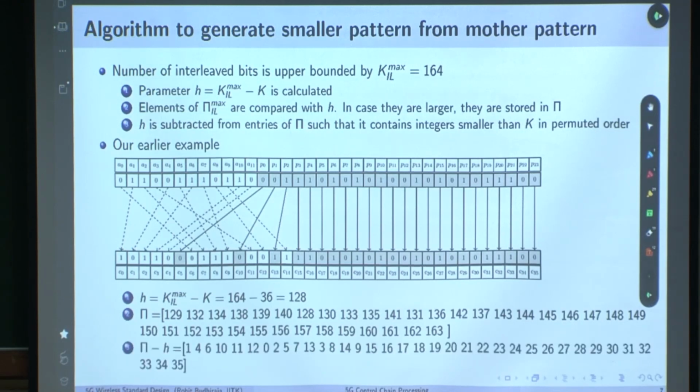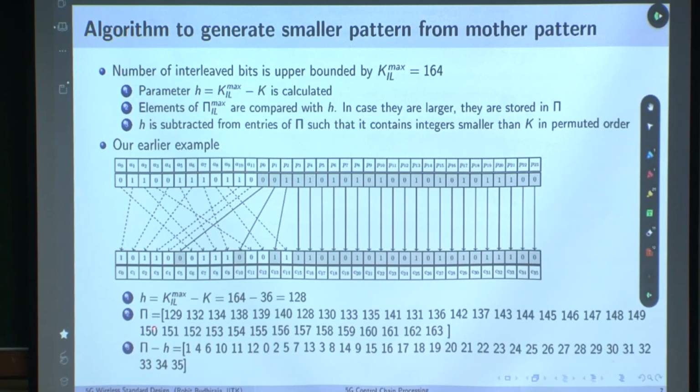What do you get over here? Interleave sequence. Look at all these entries. What are they running from? They are running from 0 to 35. This is the recipe. Fine. Okay. Take time to digest it. The first step is giving you a number. The second step will give you all those numbers which are greater than 128. Correct? Because that's what you are doing. In case they are larger, they are stored in pi, because you need those 36 numbers. Or the length of the interleaver should be 36.